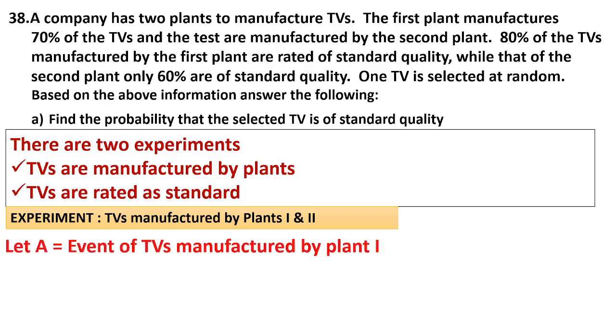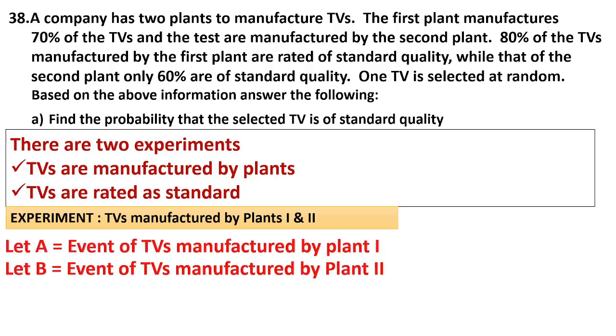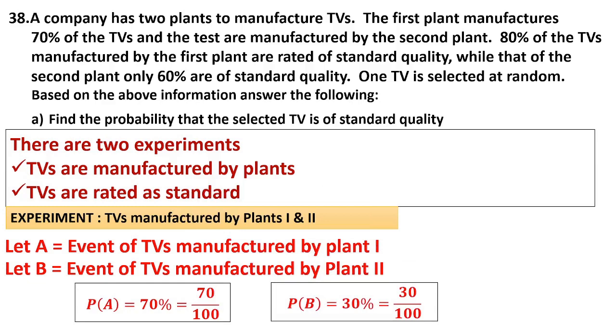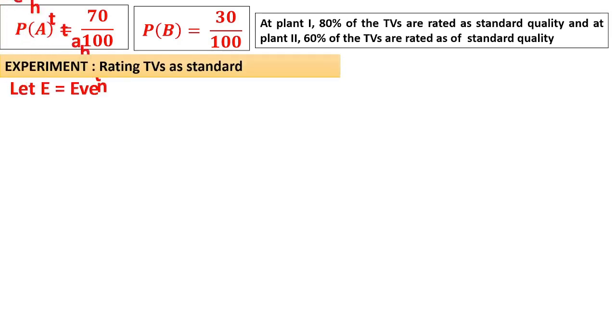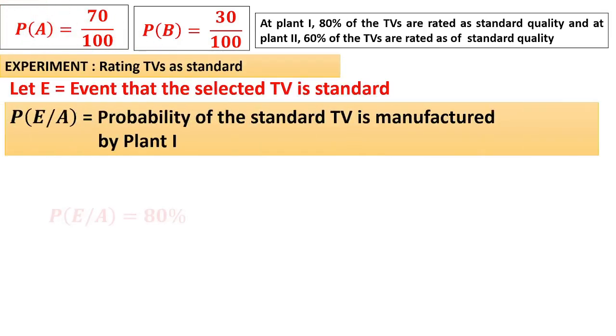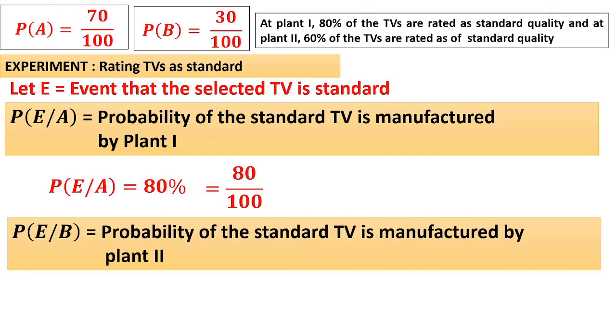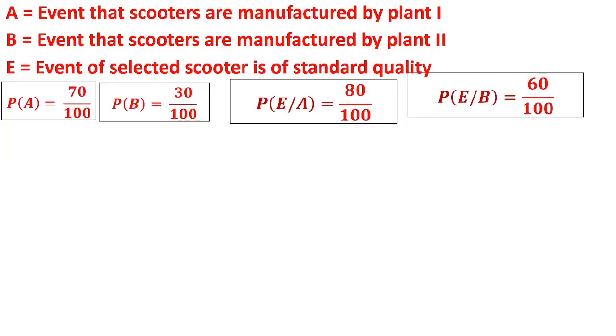A is event of TV manufactured by plant 1. B is event of TV manufactured by plant 2. We are given that P of A is 70%, therefore 70 by 100. And the rest are manufactured by the second plant, therefore 30 by 100. And at plant 1, 80% are rated standard, therefore E slash A is 80%, therefore 80 by 100. E slash B, standard TV manufactured by plant 2, is given as 60%, therefore 60 by 100. We are ready with all the answers now: P of A, P of B, E slash A, E slash B.